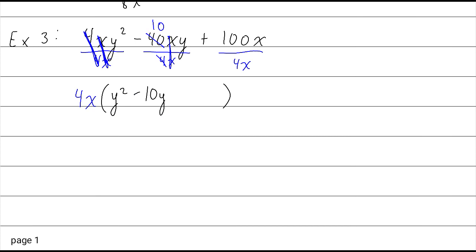And then 100 divided by 4 is 25. The x's cancel, so I'm left with plus 25. Okay, so I factored out the common factor. Again, the idea is that if I distribute this 4x back through, I get the original problem.